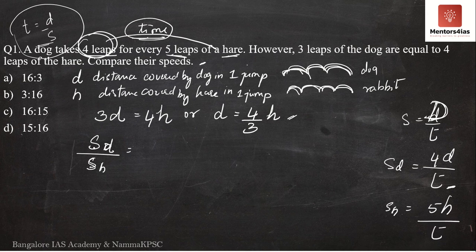So we want the ratio. The question is asking for the ratio. So this is nothing but 4d divided by t, whole thing divided by 5h divided by t. So we take this upside.